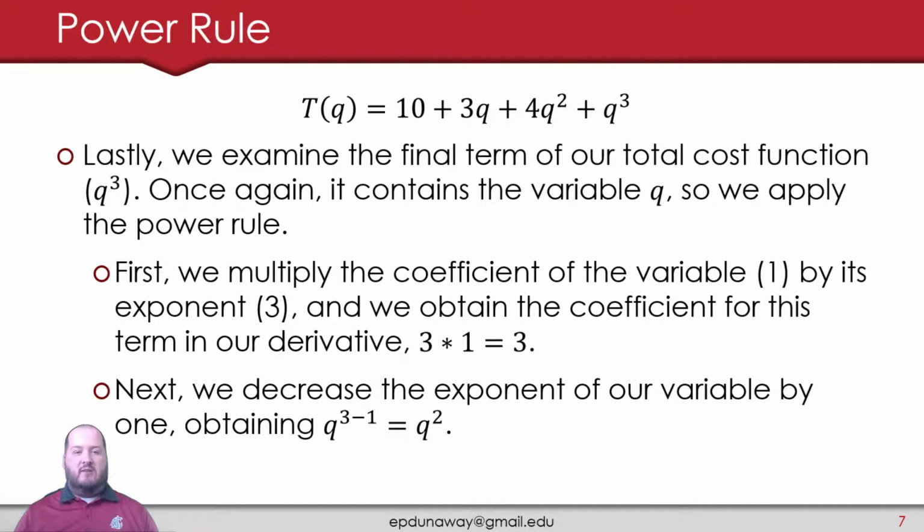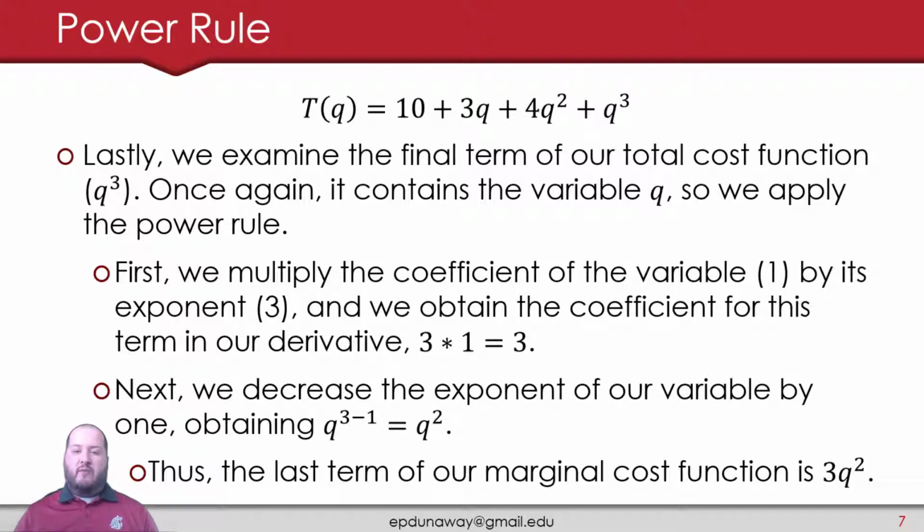Then I'm just going to decrease the exponent of the variable by 1, so q to the 3 minus 1 power, or q squared. Putting them together, I end up with the last term of my marginal cost function is just 3q squared. We put it all together, just attach them to each other.